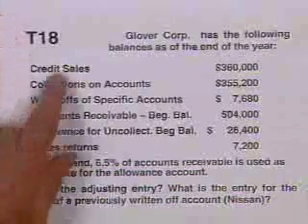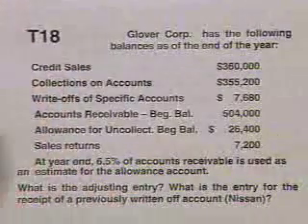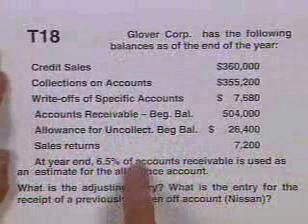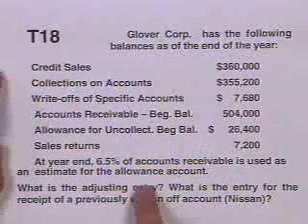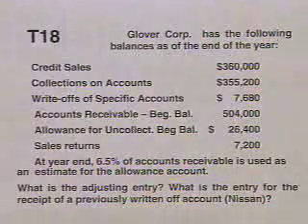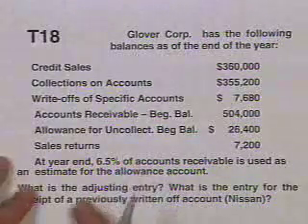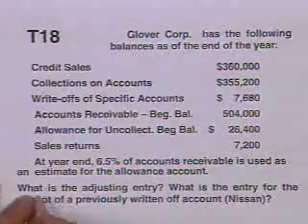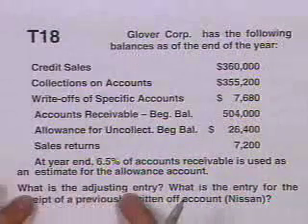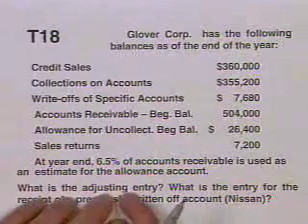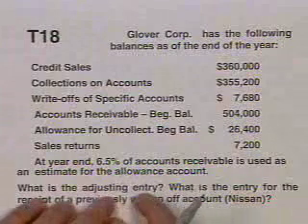The last question for this particular session is another bad debt expense question. And it's a question similar to the first one we did. We're going to use similar processes for solving it. But notice this time, the question is not what is the ending balance in bad debt expense. This time the question is, what is the adjusting entry?